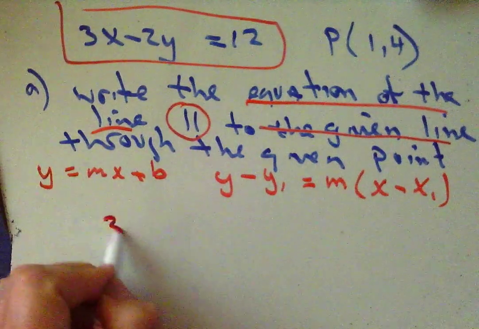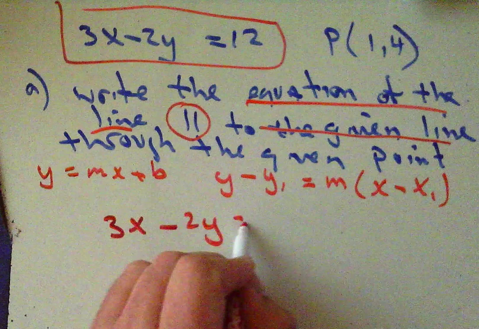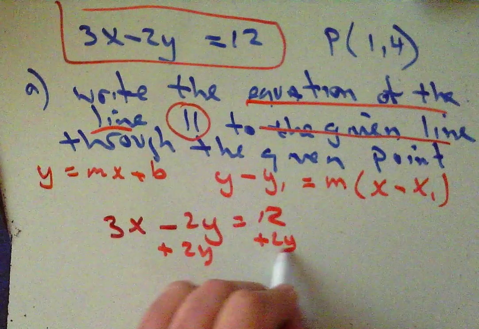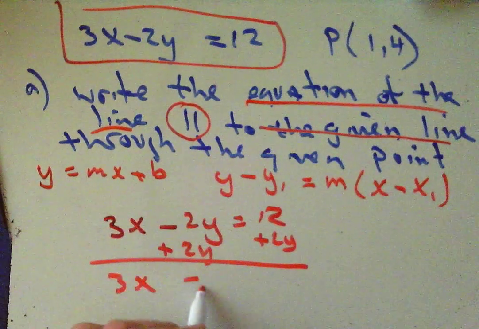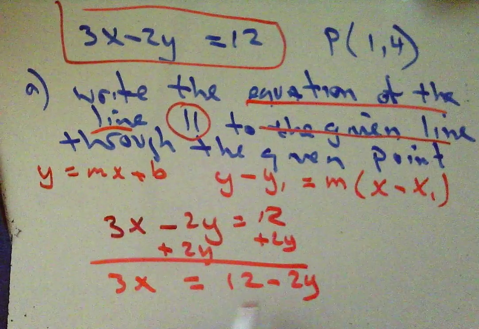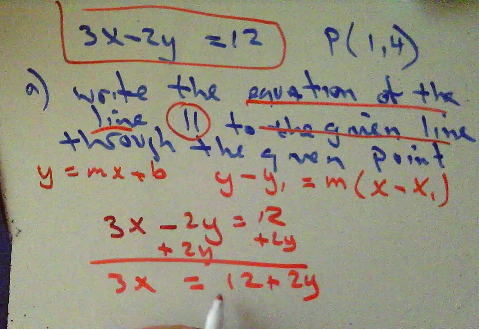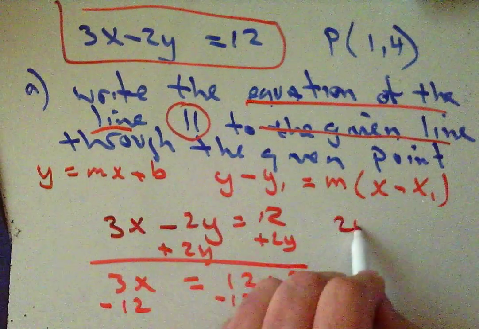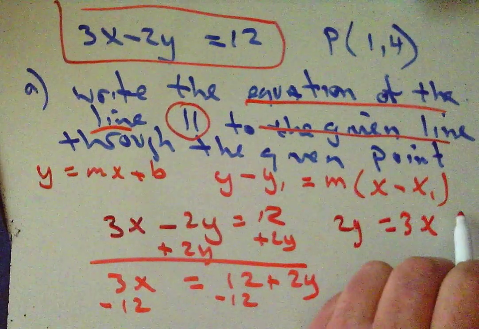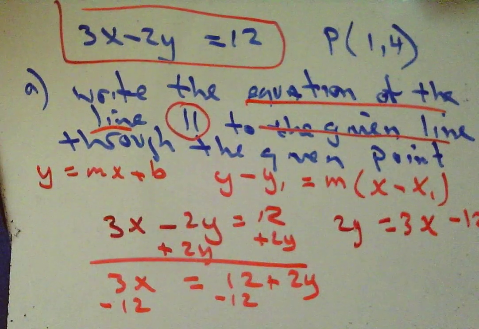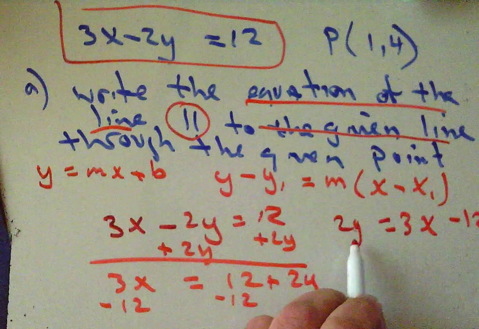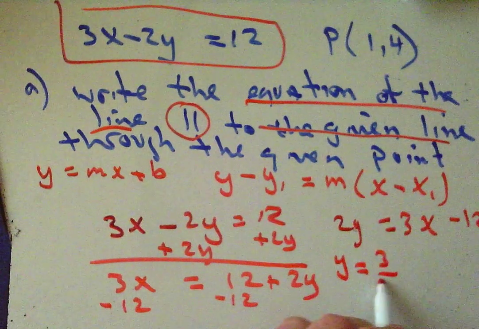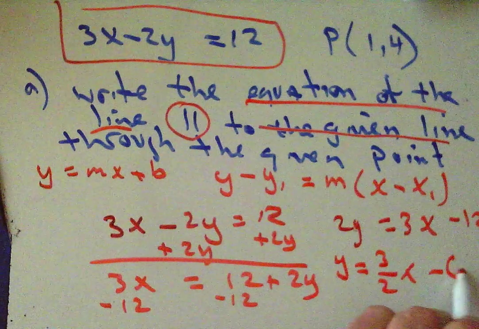It's in standard form. But I can add 2y to both sides, and subtract 12, and get 2y equals 3x minus 12. Almost there. We still have to divide to get that y by itself. y equals 3/2 x minus 6.